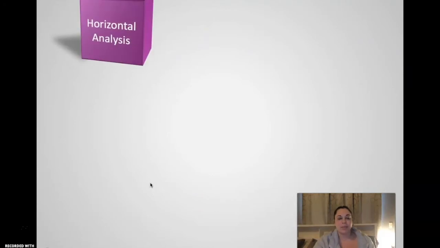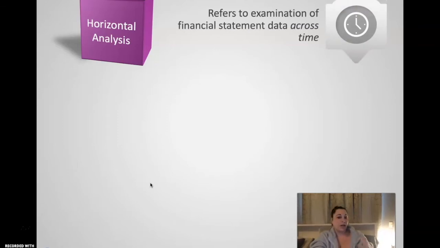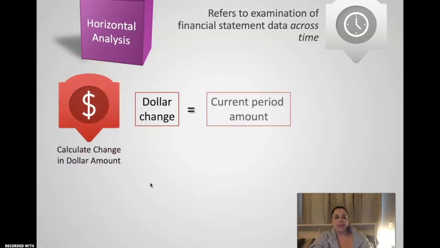Okay, so we're going to start by going over the horizontal analysis. This is very easy to do. We're going to be looking at how a company is doing across time, like last year compared to this year, or over the last 5 years. Are they doing better? Are they doing worse? What's going on? We always want to see that a company is improving. So it's pretty easy to do this.